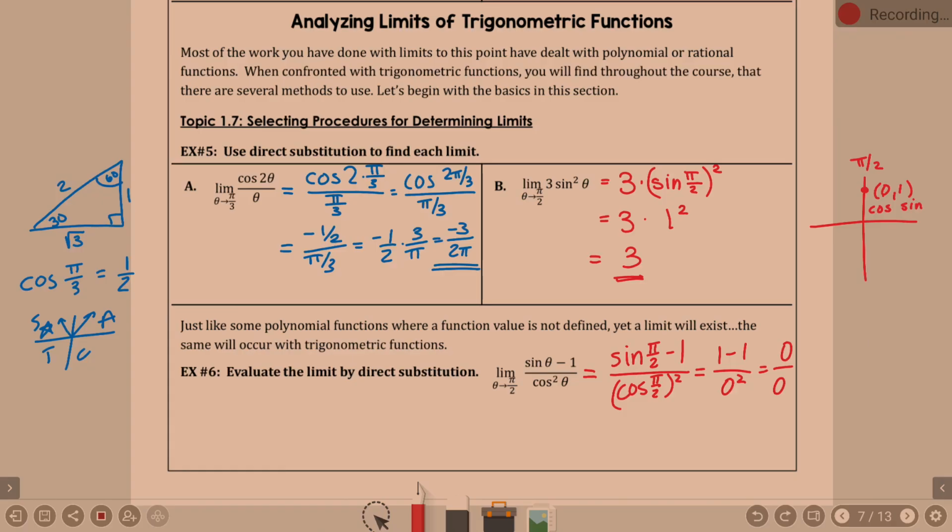Remember, I refer to this as our indeterminate form. We're not going any farther with this one, but this is the idea that substitution still doesn't always work. When you hit this indeterminate form, it doesn't mean you're done. It doesn't mean it doesn't exist. It means something else has to be done. We have to go for a different technique.